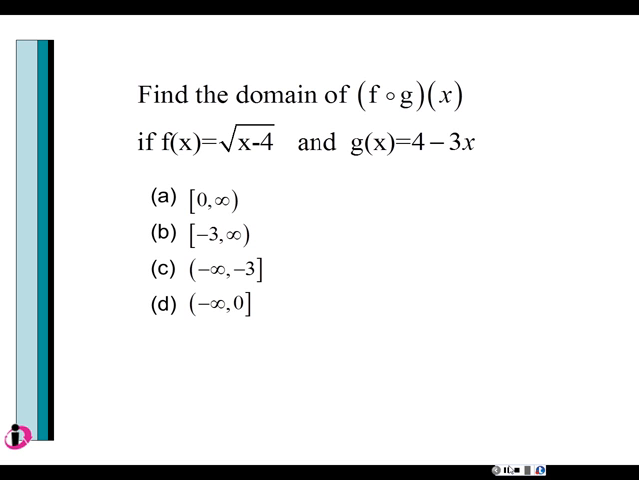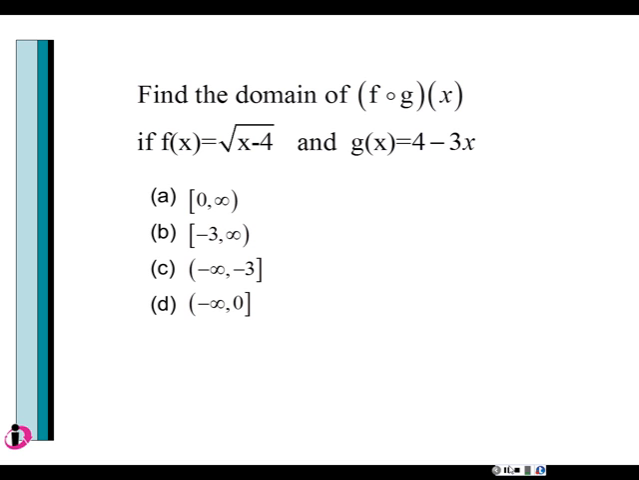Now how about f of g of x? That might be a trouble, right? Let's look at f of g of x and see what happens. When you do f of g of x, because you are doing composite function, what you will have is, this is going to be g of x, because you are replacing x by g of x, right?